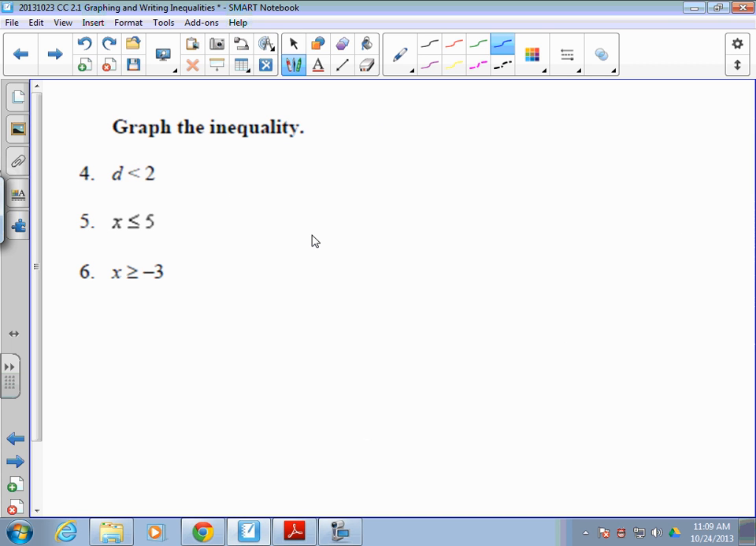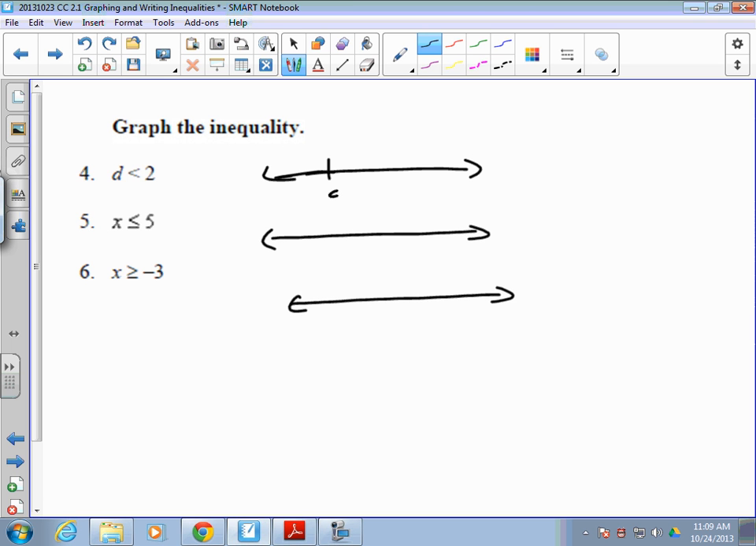Then we're graphing these inequalities. Graph them all real simply. You don't have to get fancy with your graphs. Just make sure you show the necessary things. So we have 0 and 2 for the first one. We got 0 and 5 for the second one. And negative 3 and 0 for that one.